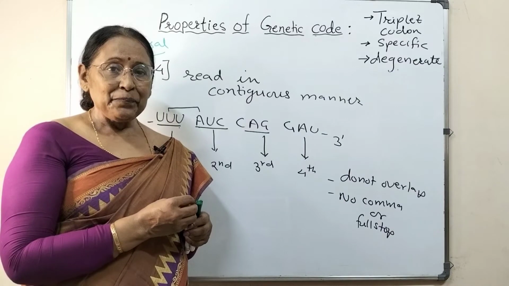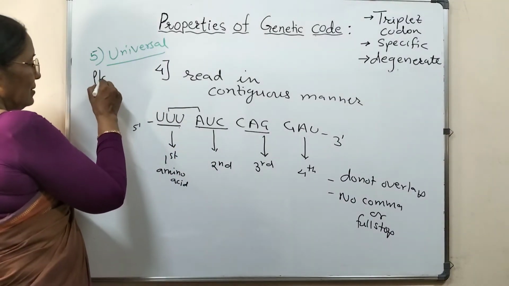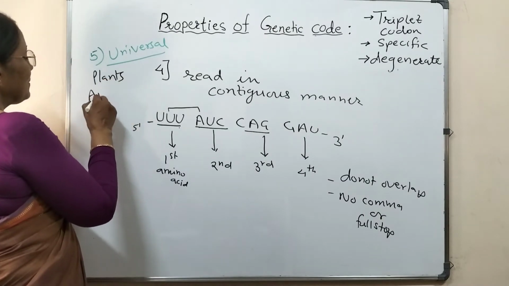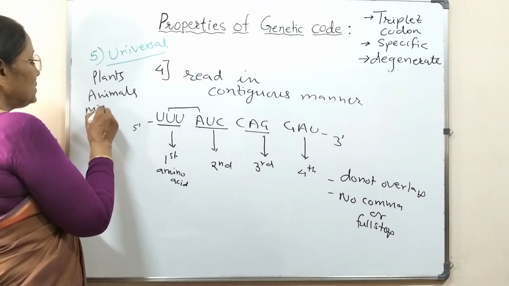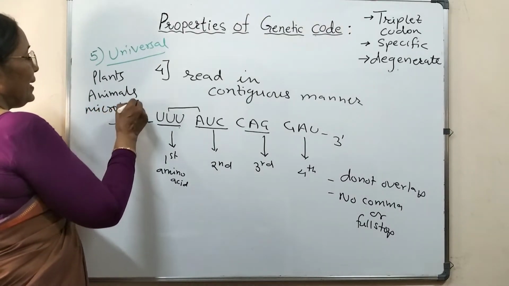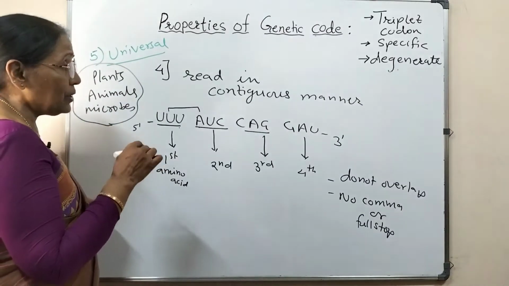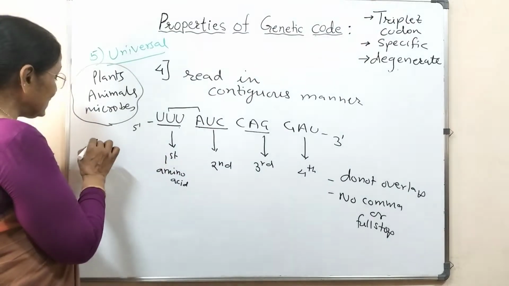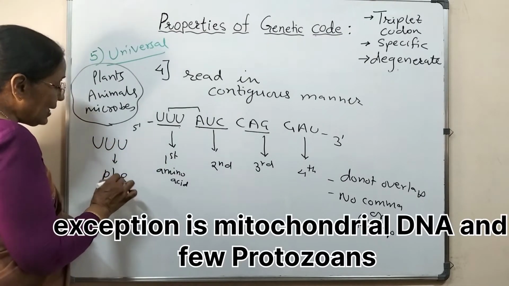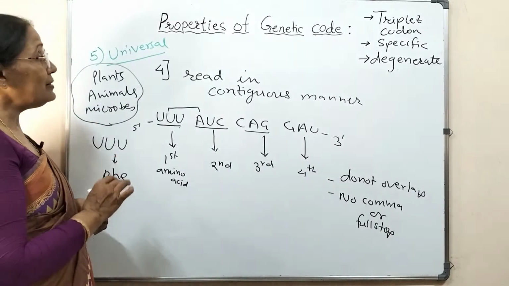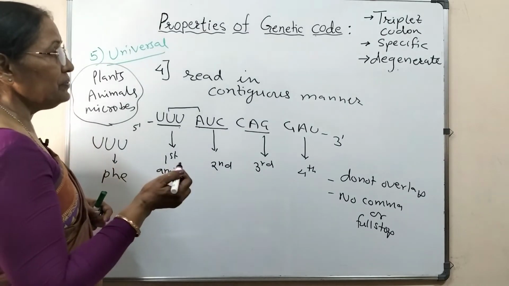This shows that whether it is plants, animals, including human beings, or the microbes, everywhere the genetic code is the same. The same codon codes for the same amino acid. For example, UUU will code for phenylalanine in everyone. This is the rule that the genetic code is universal.